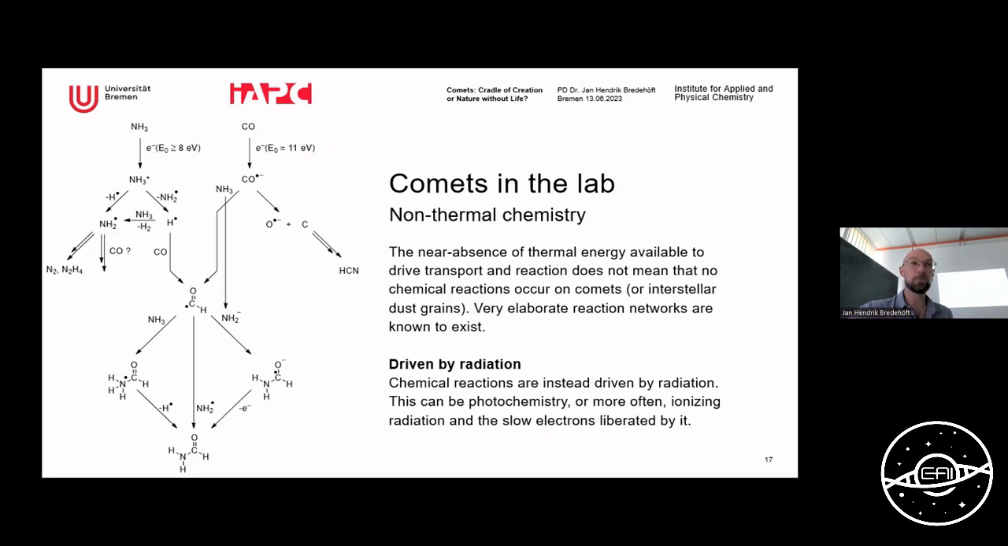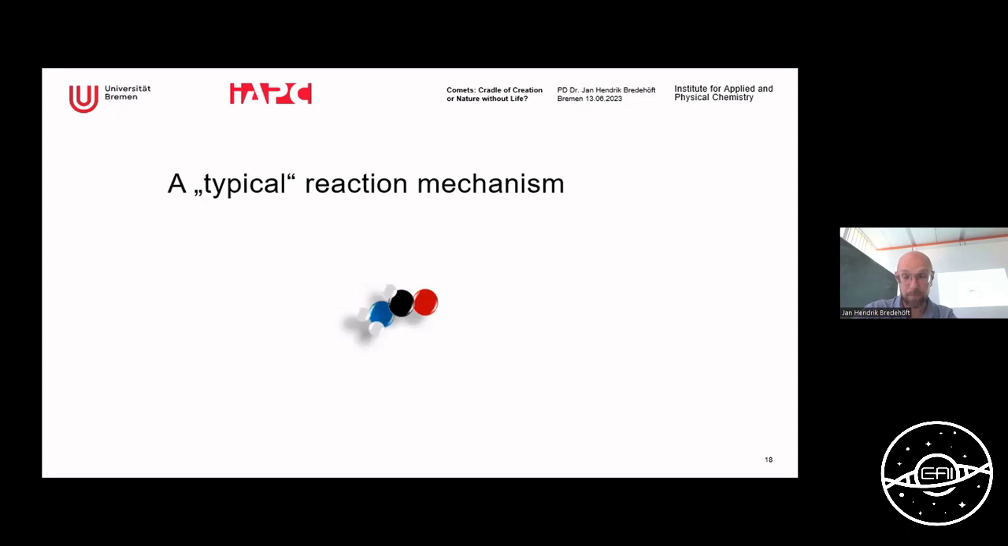However, if you look at the literature regarding chemical reactions on these kinds of systems, you very often find studies that are not done by chemists, but by various other disciplines. And a typical reaction mechanism looks something like this. You have a molecule that interacts with some random agent that will blow apart the molecule into its component atoms, and these will magically dance to form some sort of products.